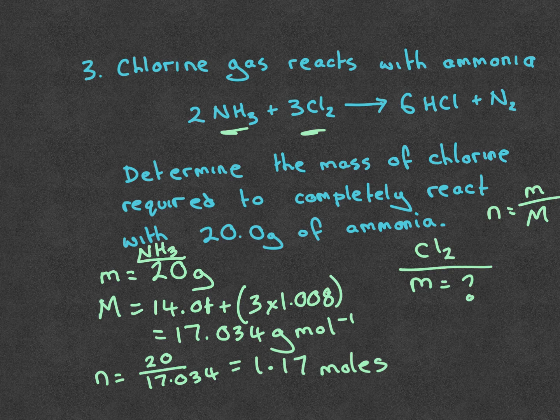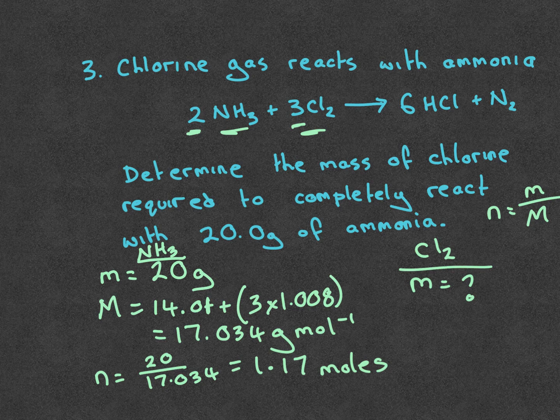If we've got 1.17 moles of ammonia, this is now where we have to go back to the stoichiometry in the equation. What the equation tells us is that for every 2 moles of ammonia, we need 3 moles of chlorine to react with it. If we want to react all of the ammonia, we need enough chlorine so that all of this ammonia will react. So we've got a 2 to 3 ratio here basically.